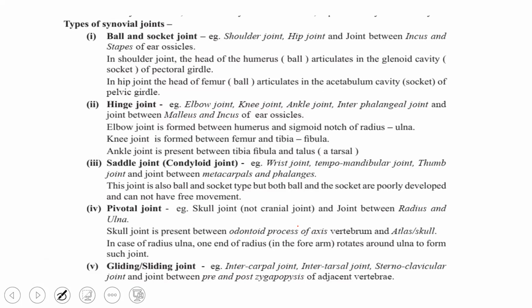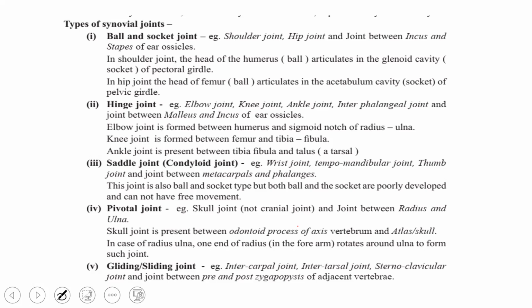Then there is a hinge joint. Hinge is like the hinges we see in doors, like the elbow joint. You can only move it in one direction. Our house door closes in only one direction and opens in only one direction. That is a hinge joint. Similarly, there is the knee joint and the ankle joint.